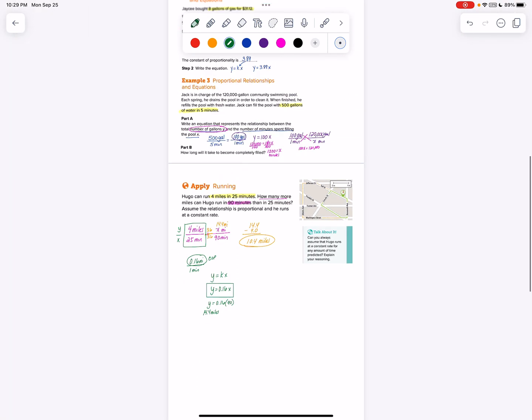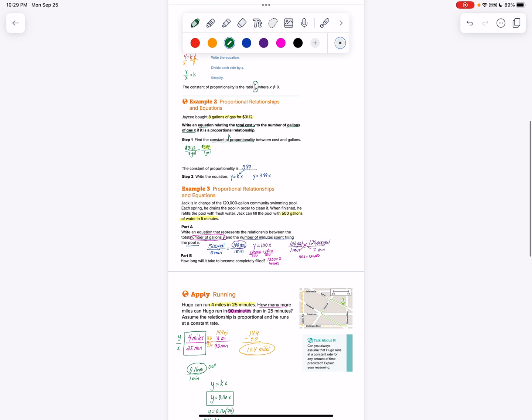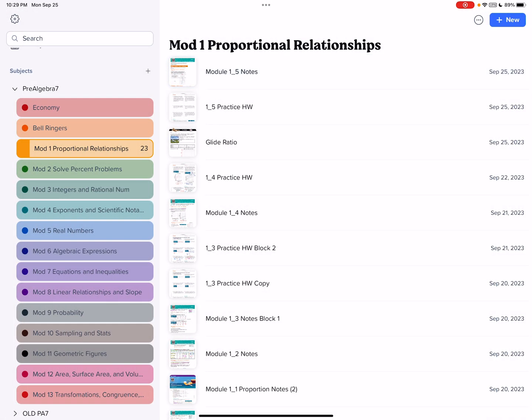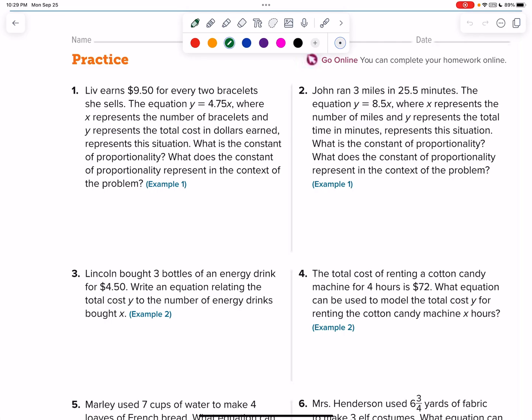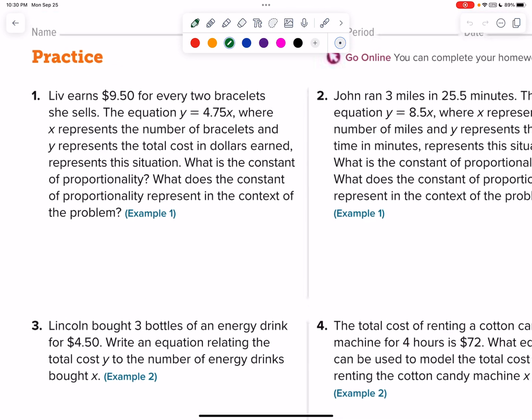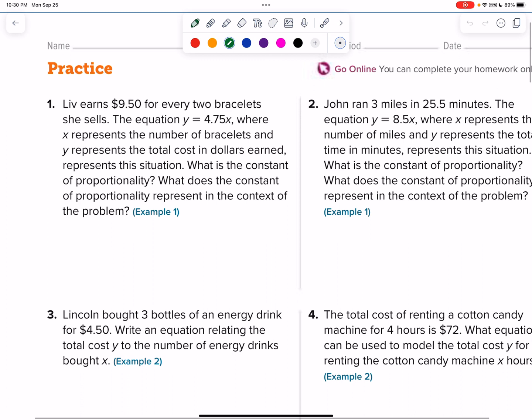Okay, all right, let's go ahead and take a look at the homework problems. So these are in-class practice that we would be doing, and then you'll see what's your responsibility for homework. So some of these are going to go pretty quick now that I've spent a little extra time teaching you some options. So Liv earns $9.50 for every 2 bracelets she sells. Here's the equation, and there's the unit rate, or the COP in this case. So they already figured it out for you.